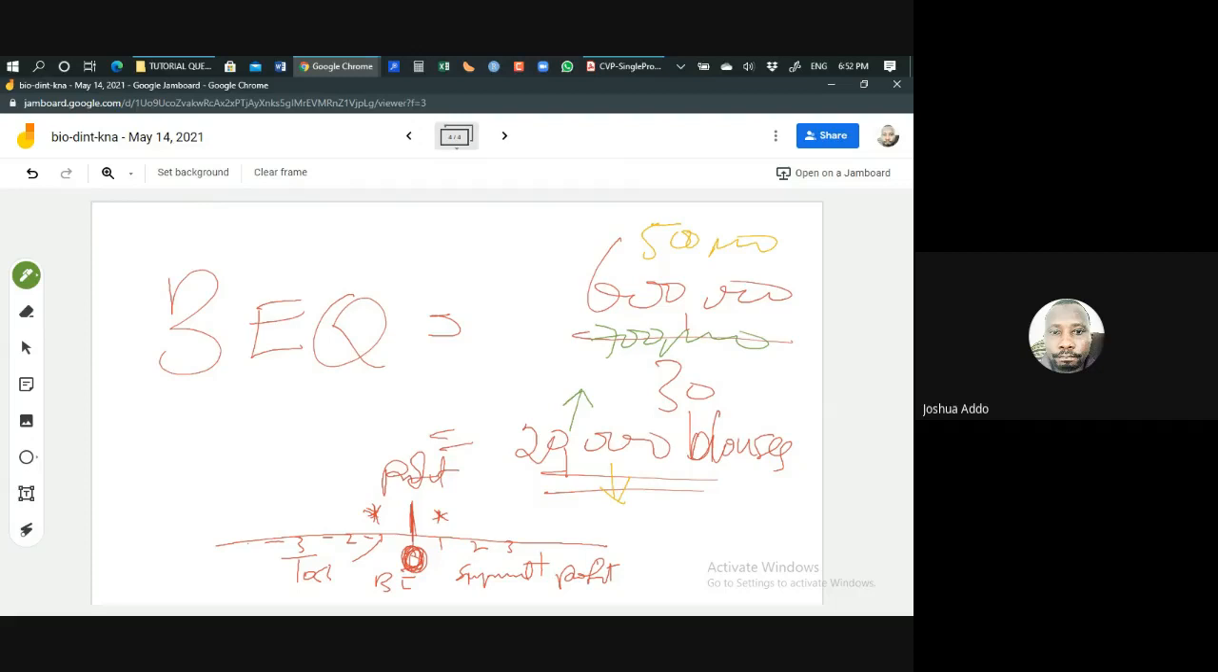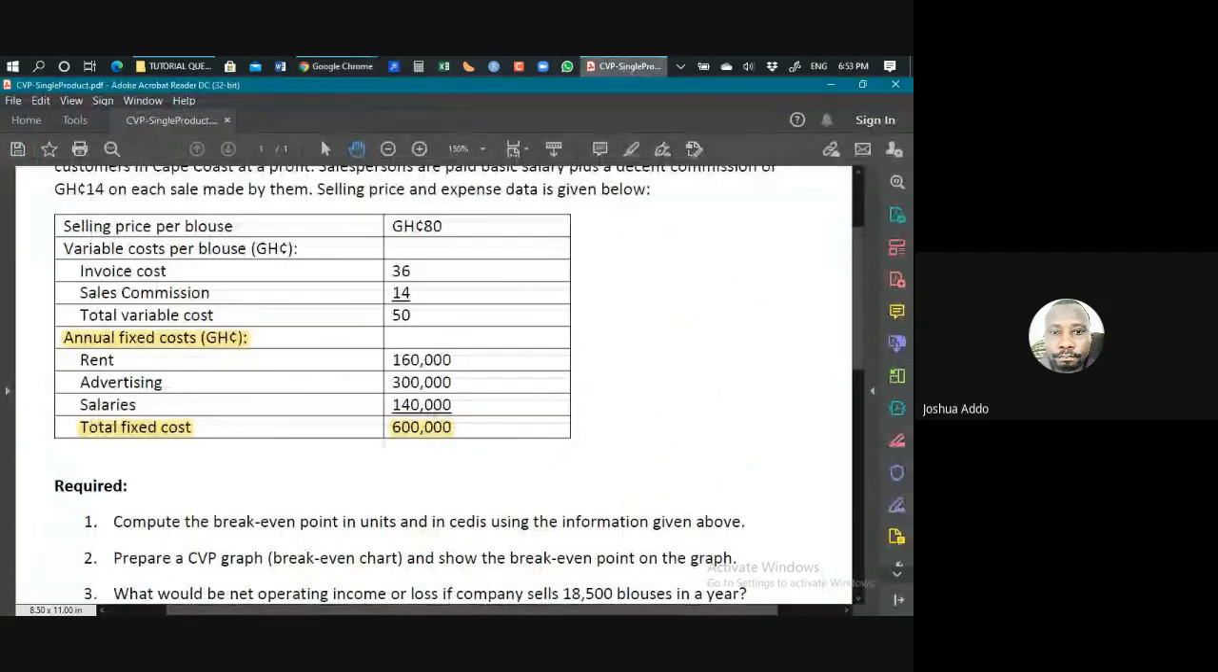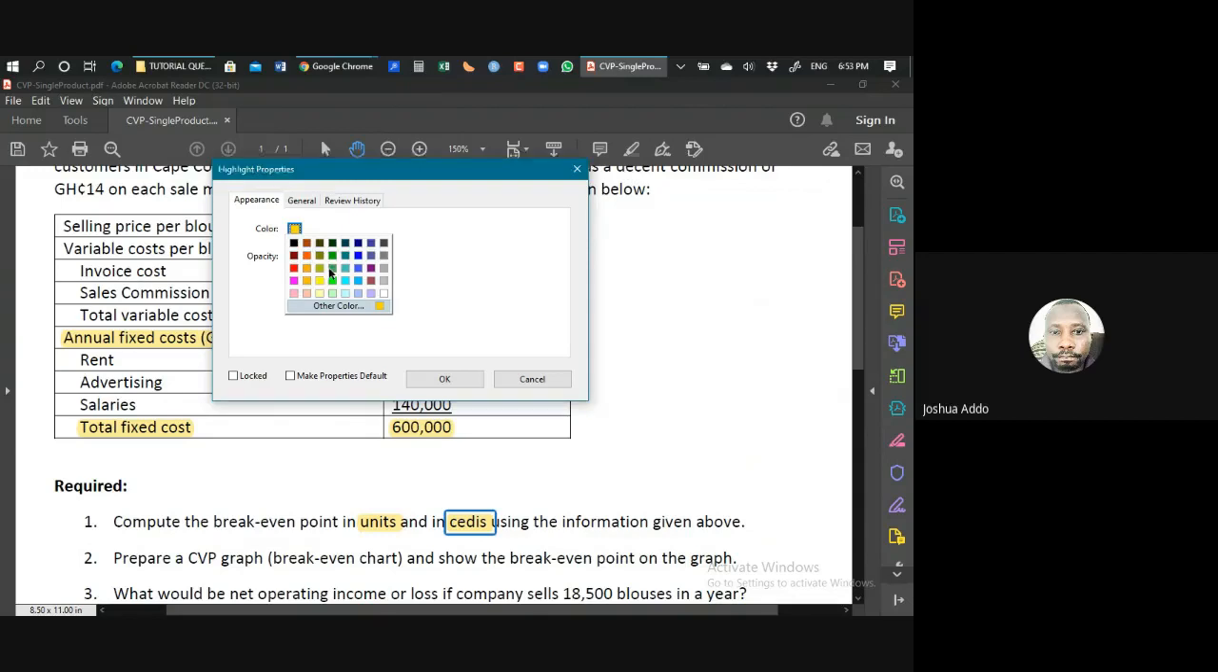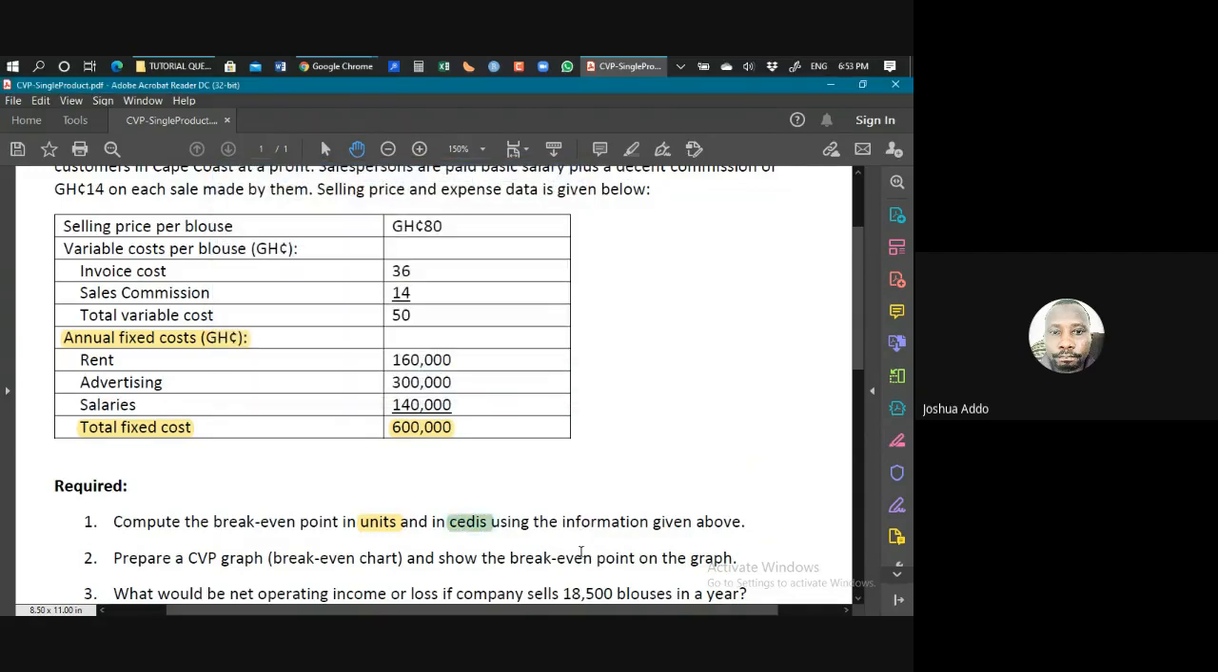Okay, so let's go back to the question. We have done one part of the first question, compute break-even point in units. So we are done with the units. And we have understood that for the Berima company to break even, he needs to sell 20,000 quantities of blouses. And the question says, not only in units, but also in cities. So how do we calculate for the cities?